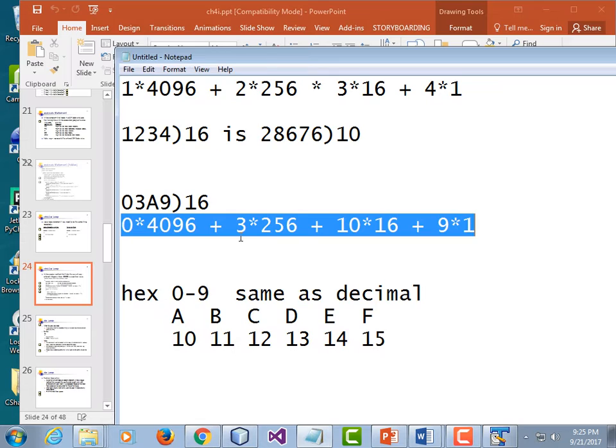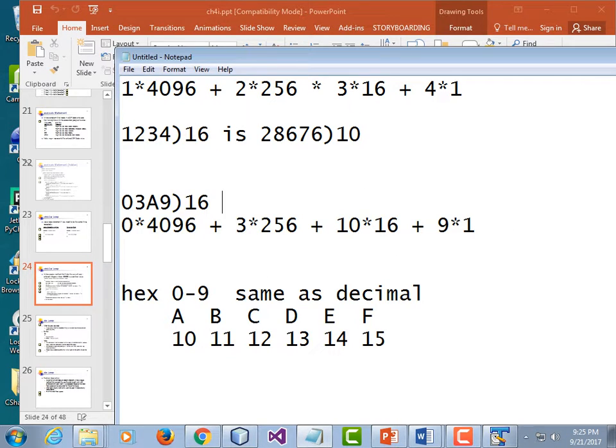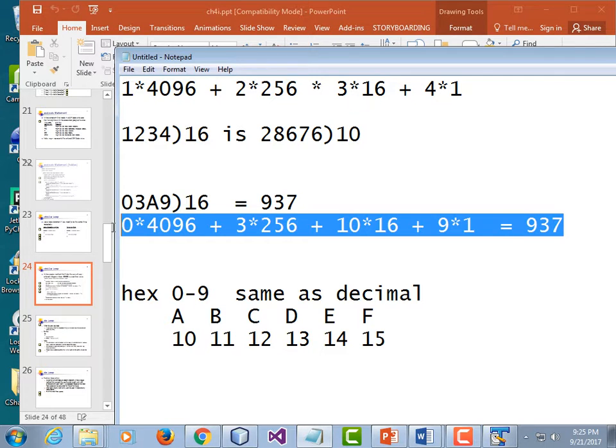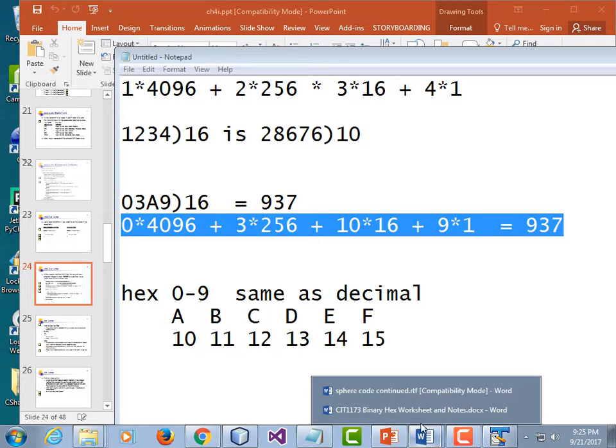937. So this is equal to 937, because those numbers added up is equal to 937. Am I going to make you do that? I don't really think I am. I don't think that's part of the worksheet.